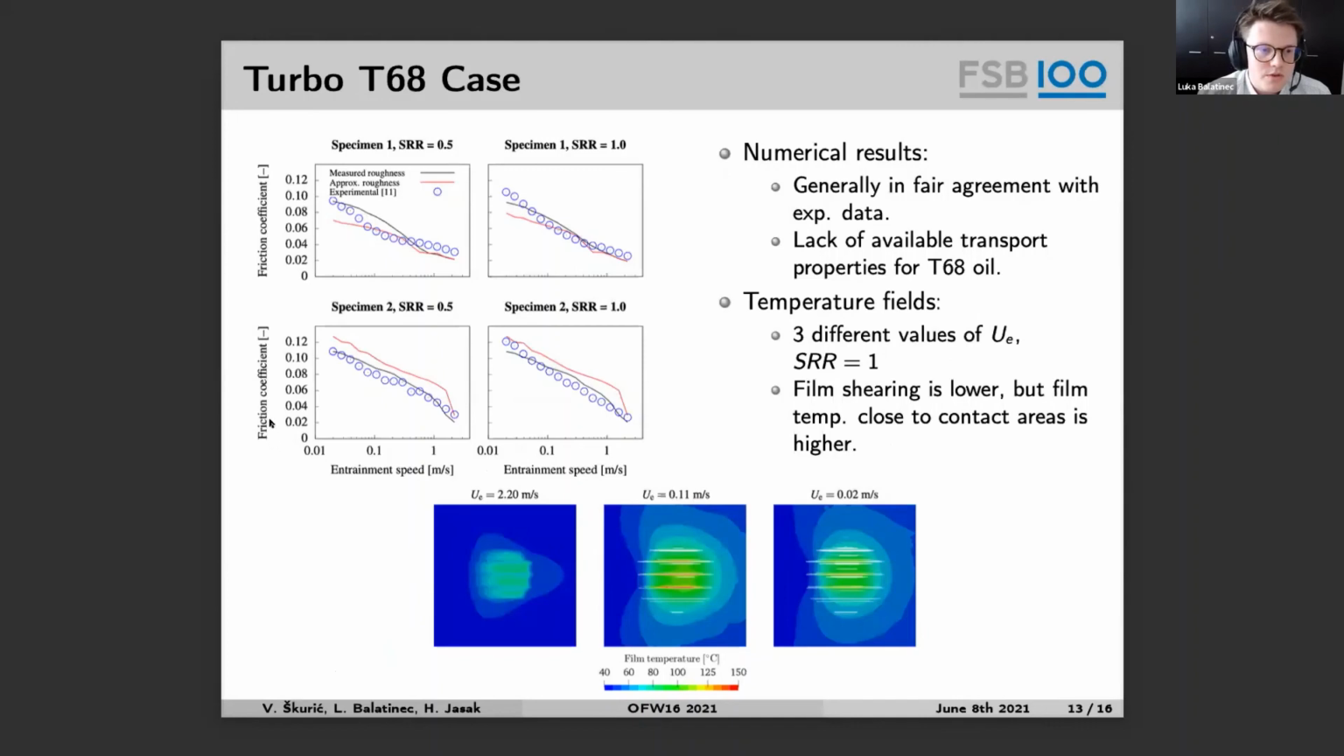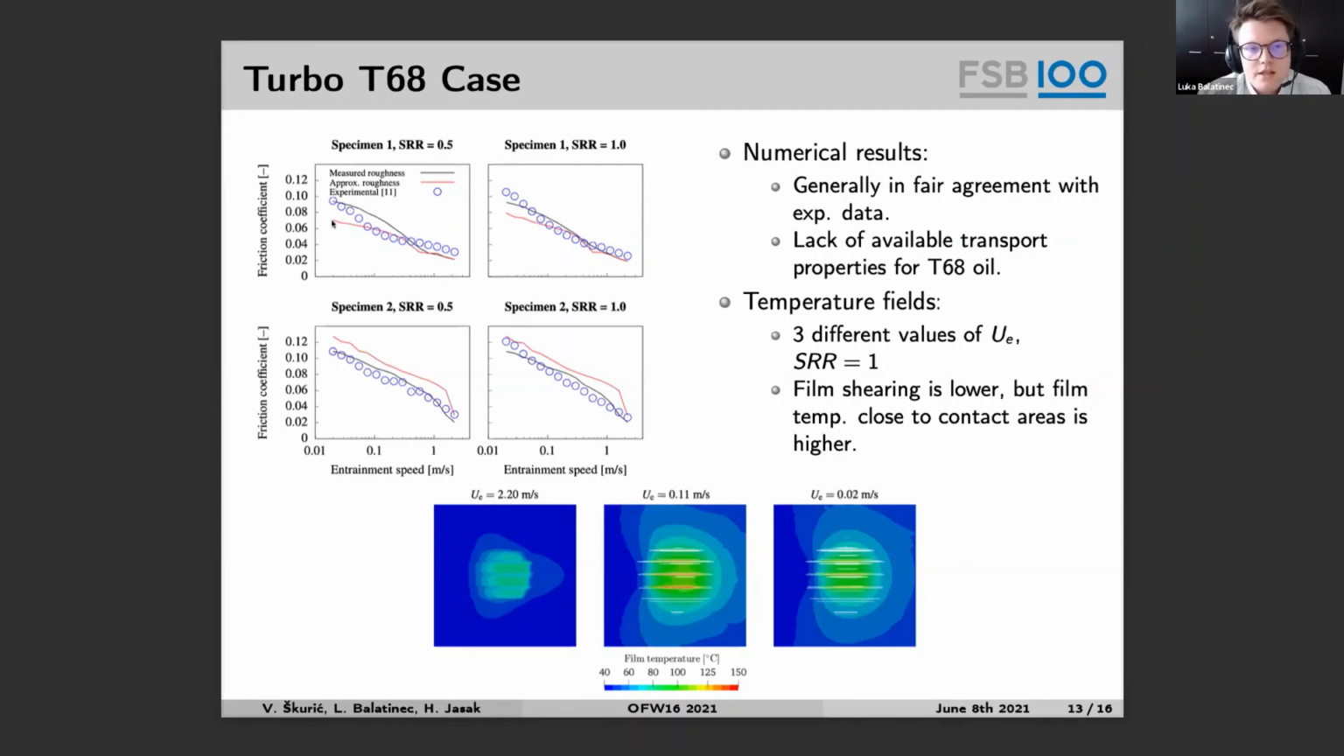We can see the results for the friction coefficients versus entrainment speeds, both for the experimental results and for our numerical results with the measured surface roughness profile, and even with the approximated surface roughness profile. Generally, we have fair agreement with experimental data, but we need to note that the measured surface roughness profile produces better results than the approximated one.